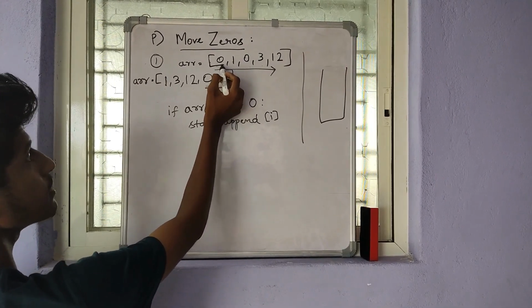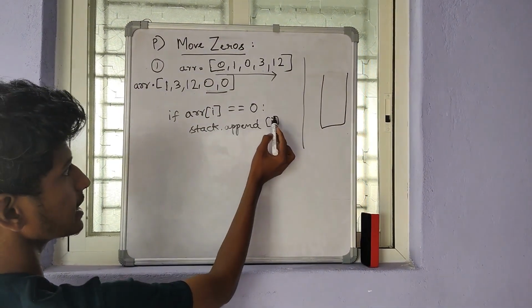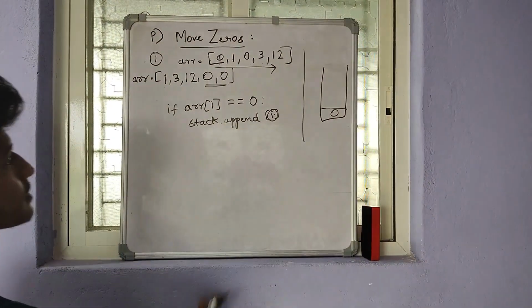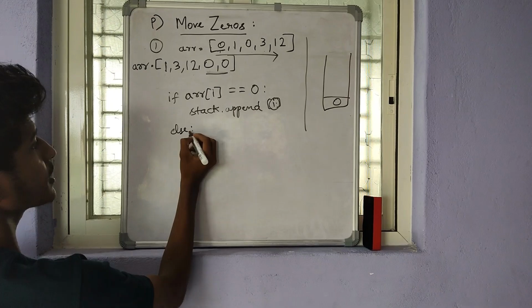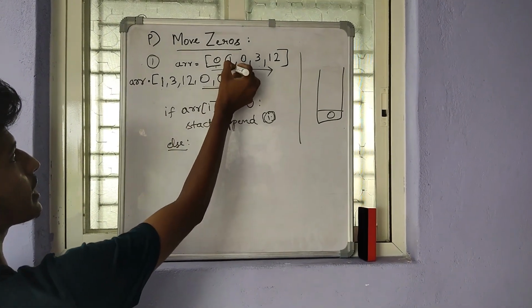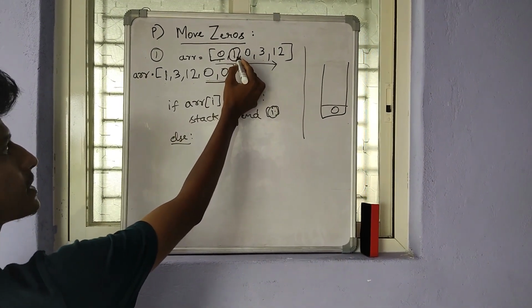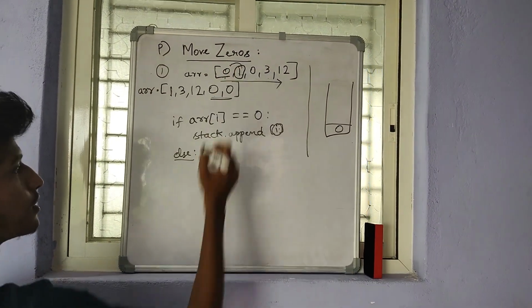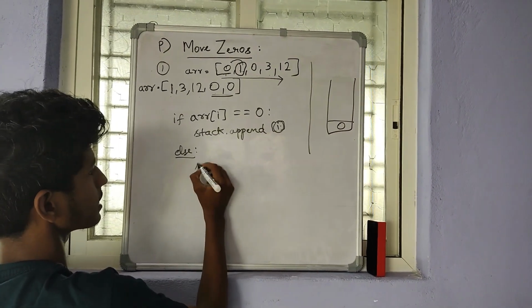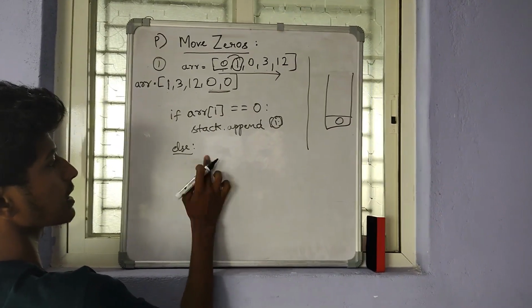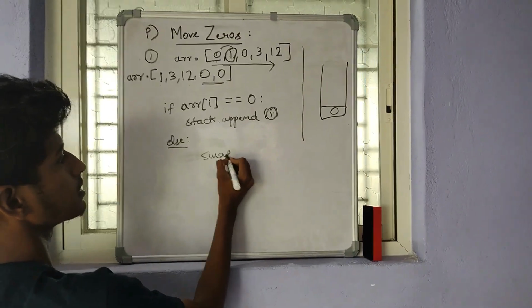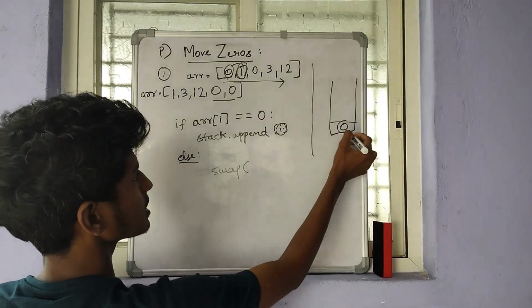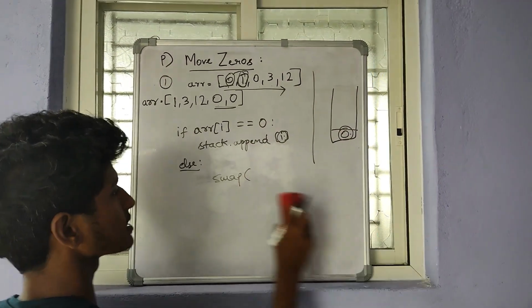The first element is 0, so I just have to append the index. 0 is the index, so I'll append it to the stack. Okay. What if I see a non-zero element, 1? If I see a non-zero element, immediately I have to swap 1 with this 0. Simple. I'll write simply swap of this element with this index element. I'll write the logic itself.